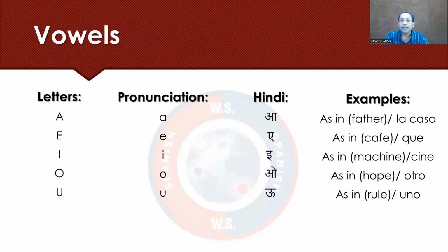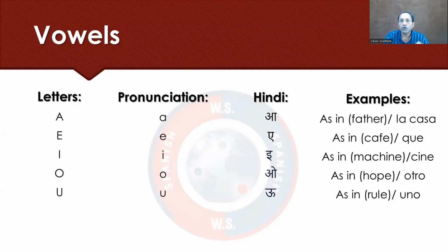La casa. E, que, y, cine. O, otro. U, uno. Okay, again, repetir. A, la casa. E, que, y, cine. O, otro. U, uno. These were vowels.